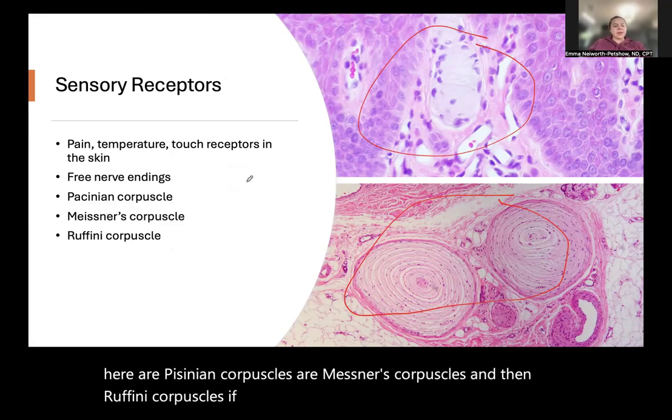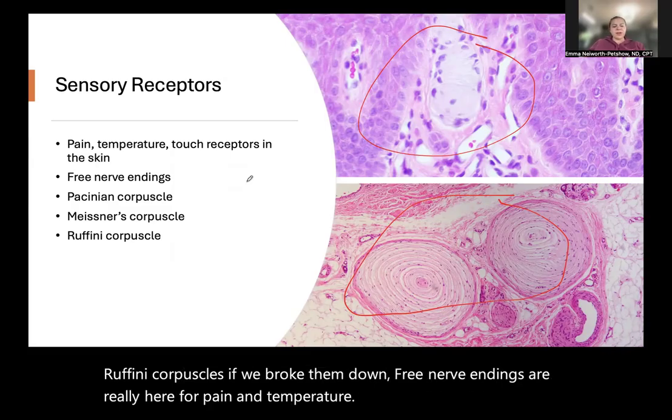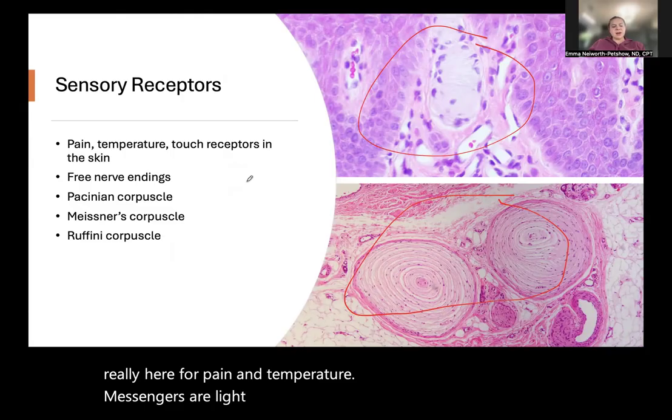If we break them down, free nerve endings are really here for pain and temperature. Meissner's are light touch, Pacinians are vibration, and Ruffini is stretch.